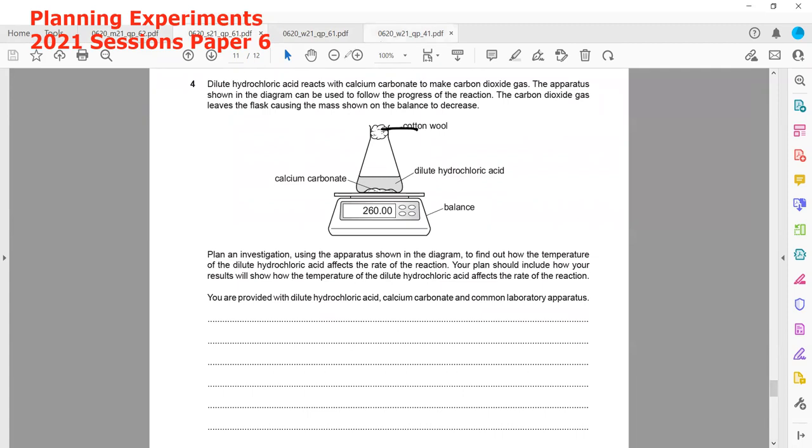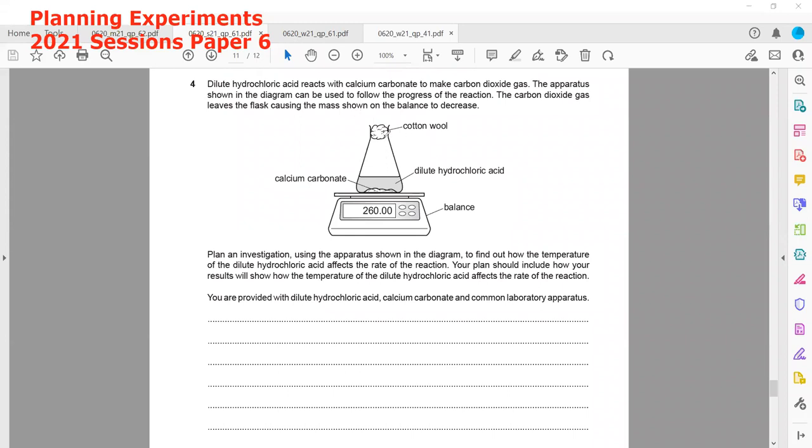In the question, we have dilute hydrochloric acid which reacts with calcium carbonate to make carbon dioxide. So carbon dioxide gas is given off. The apparatus shown in the diagram can be used to follow the progress of a reaction. We can use it to measure the rate or the progress of a reaction. The carbon dioxide leaves the flask and causes the mass to change, as you can see.